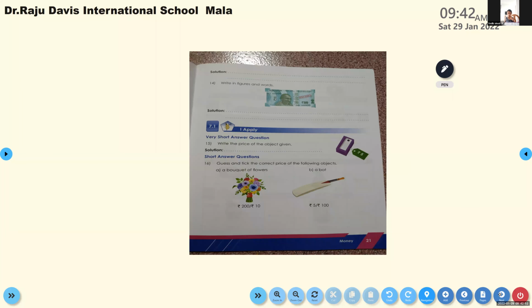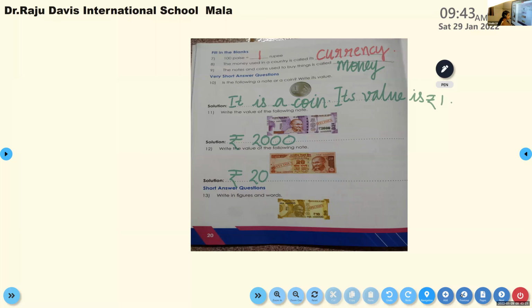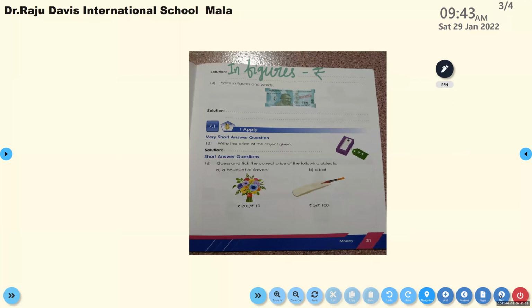So first of all, we write in figures. I-N, in figures, F-I-G-U-R-E-S. How will we write in figures? We will use the symbol. Are you writing in the workbook? The question 13 answer, we are writing on page number 21, my dear. See, in figures, it is rupees 10. Now, in words, we have to write the spelling. I-N, in words, W-O-R-D-S. Rupees, R-U-P-E-E-S, rupees 10, the spelling of 10, T-E-N.